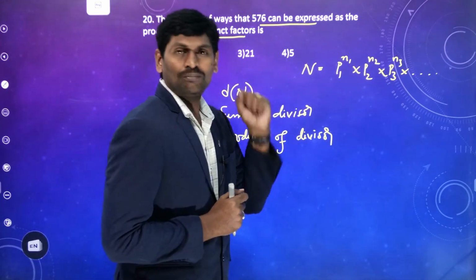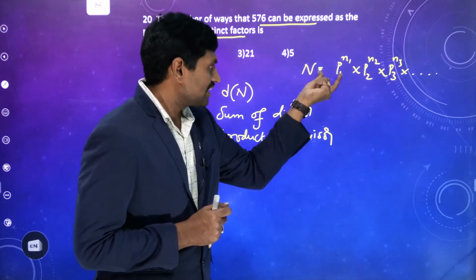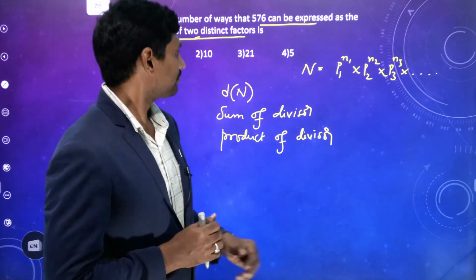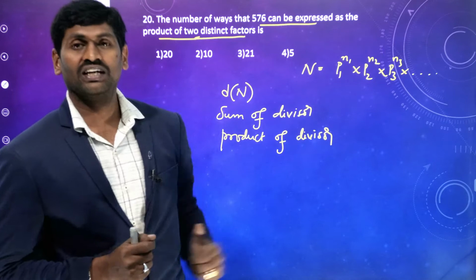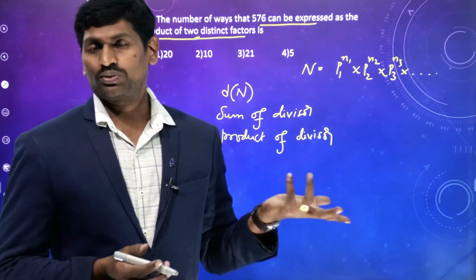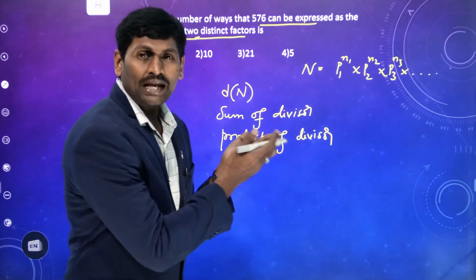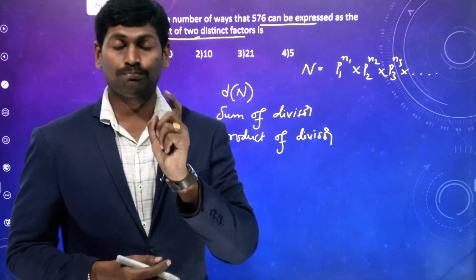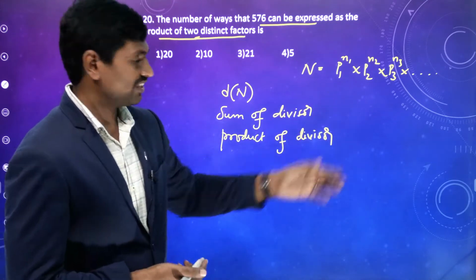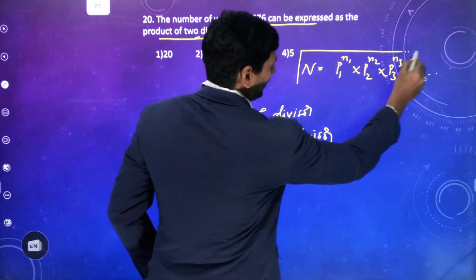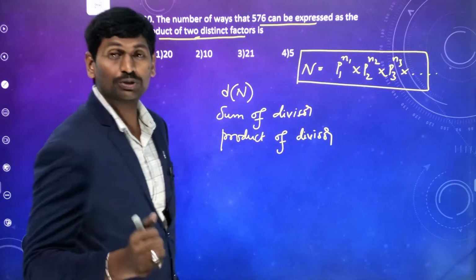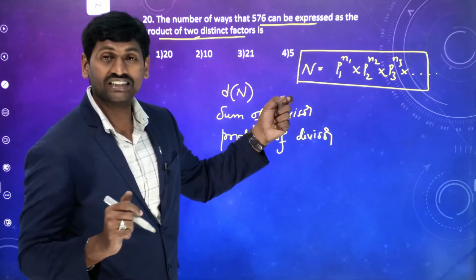Now, if n is a composite number, it can be expressed as P1 power N1, P2 power N2, P3 power N3 and so on, where P1, P2, P3 are prime numbers. It can have more than two primes also. A composite number can be expressed as a product of primes, and that prime factorization is unique. So you are able to write a composite number this way by the prime factorization method.